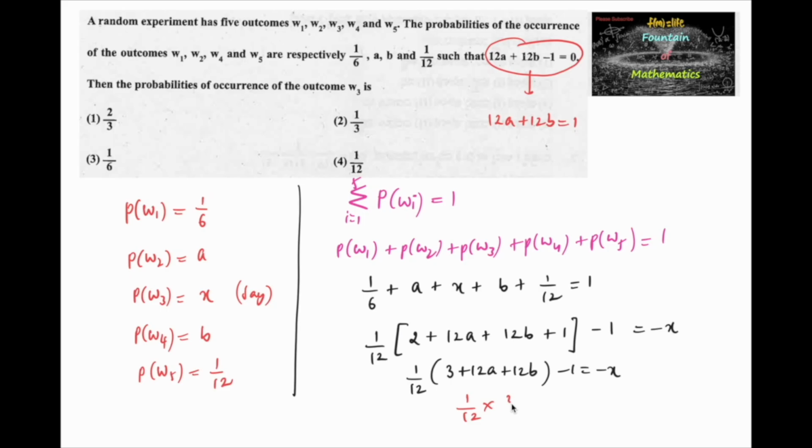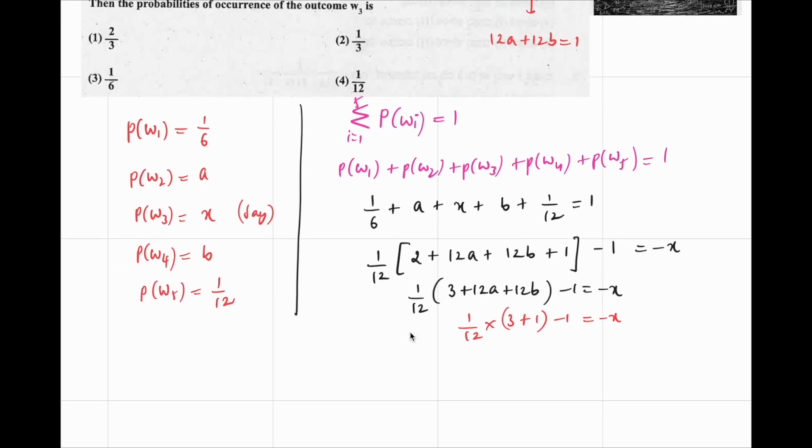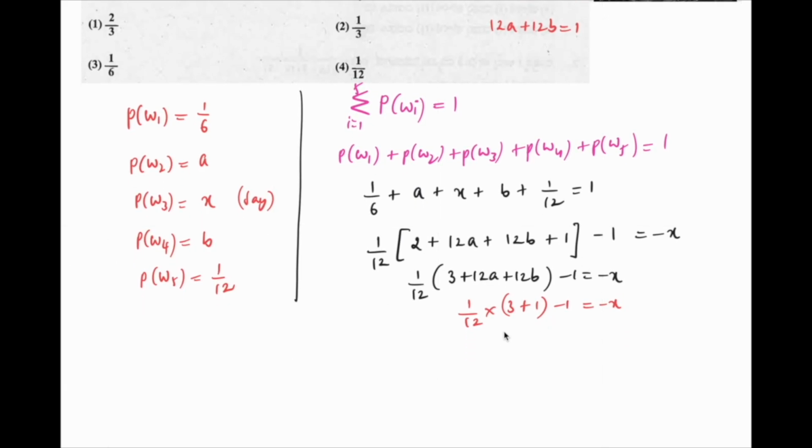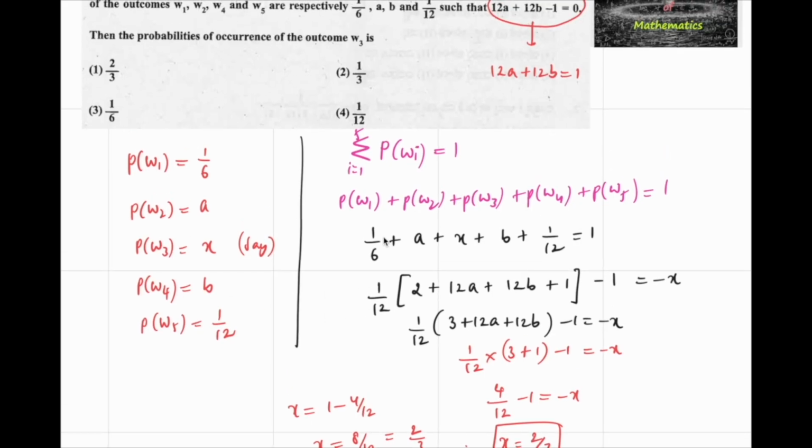So 1 by 12 into 3 plus 1 minus 1 is equal to negative X. So we can say 3 plus 1 is 4, 4 upon 12 minus 1 is equal to negative X, or we can write X is equal to 1 minus 4 by 12. So 12 minus 4 is 8 by 12, that is 2 divided by 3. So therefore the value of X is 2 by 3, which is our option 1.